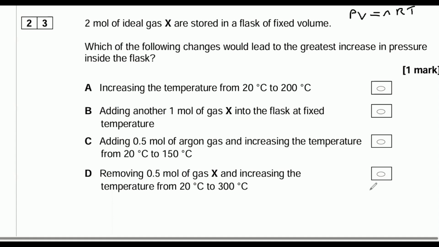PV equals nRT. Fixed volume. Which of the following changes would lead to the greatest increase in pressure in the flask? So they're increasing the temperature there. So that's going to increase the amount of kinetic energy of the particles. That's definitely, it's going up by 180 degrees. That's definitely going to increase the pressure.